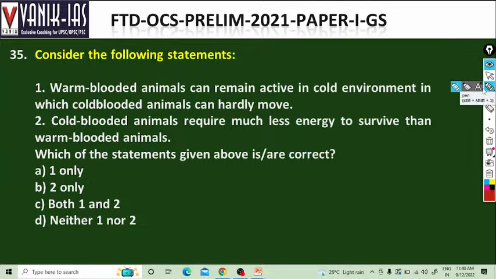In case of cold-blooded animals, they obtain their energy from the surrounding environment. But in case of warm-blooded animals, they get the energy from the food itself.